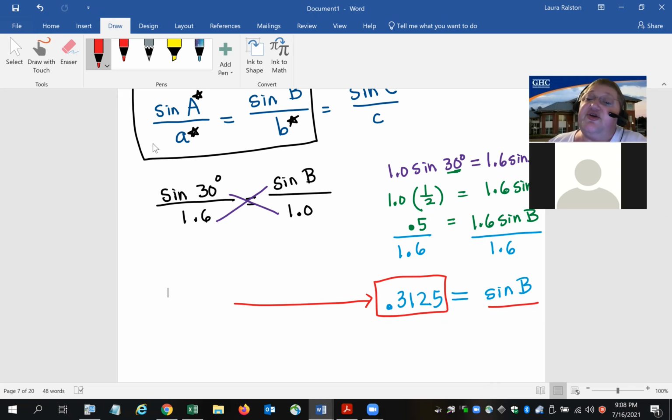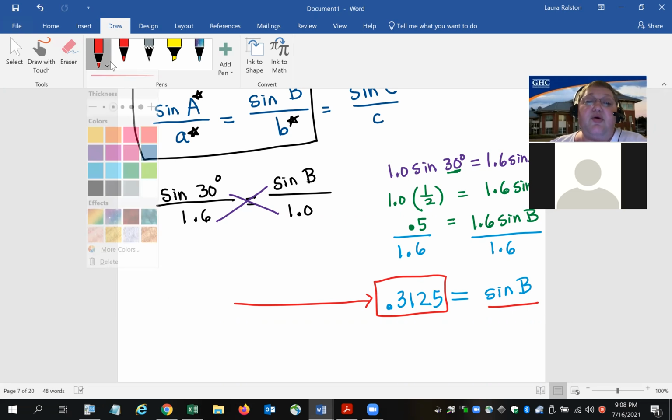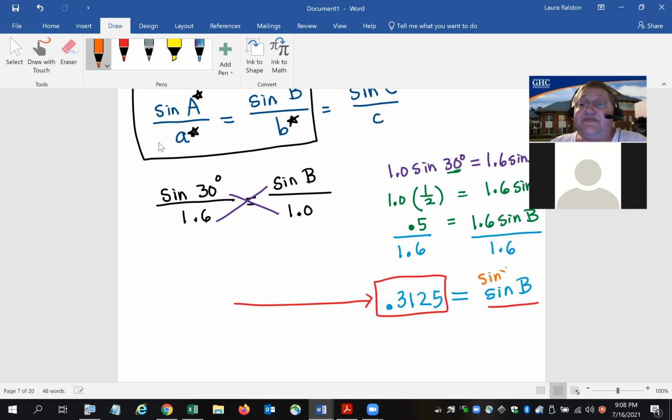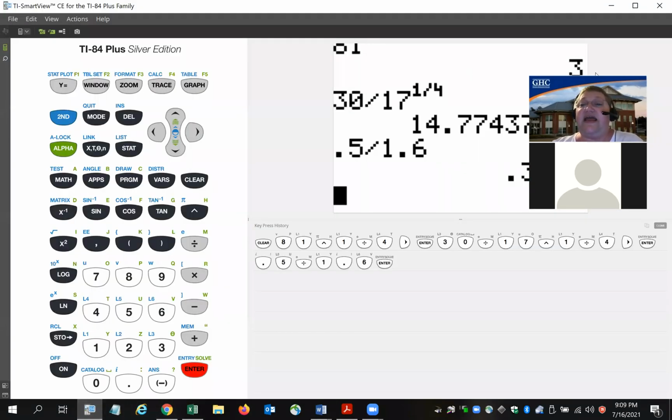But guys, if you're doing your homework in Newton, you've got to go one more step. Okay, you've got to do the arc sine of both sides so that B is the arc sine of 0.3125, so that you can actually find the value of that angle measure.